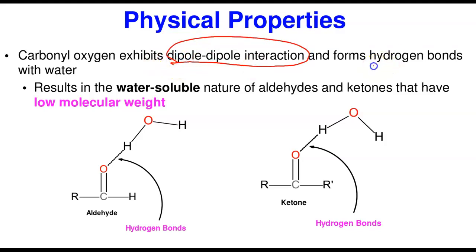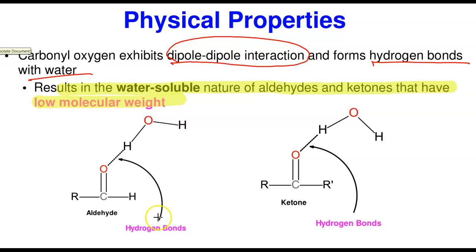And they can form hydrogen bonds with water. Remember we said in their pure state within themselves they cannot hydrogen bond. However, when they come in contact with water, they can form hydrogen bonds. And the formation of this hydrogen bond results in the water-soluble nature of aldehydes and ketones that have low molecular weight. Because they can hydrogen bond, they are very soluble in water.